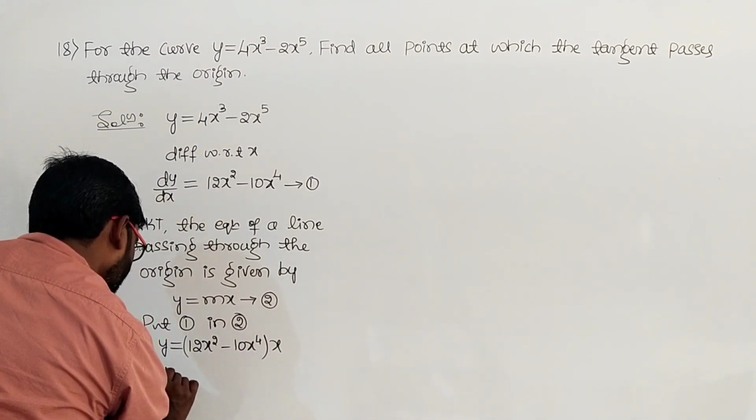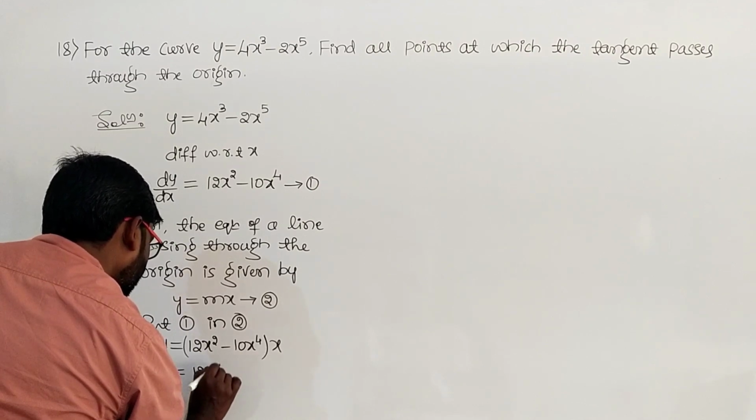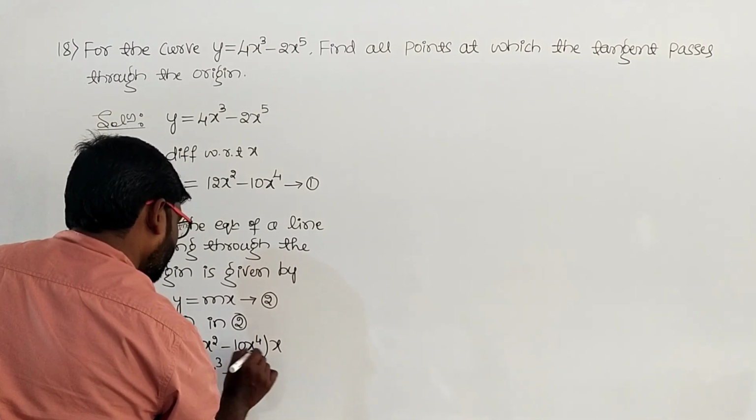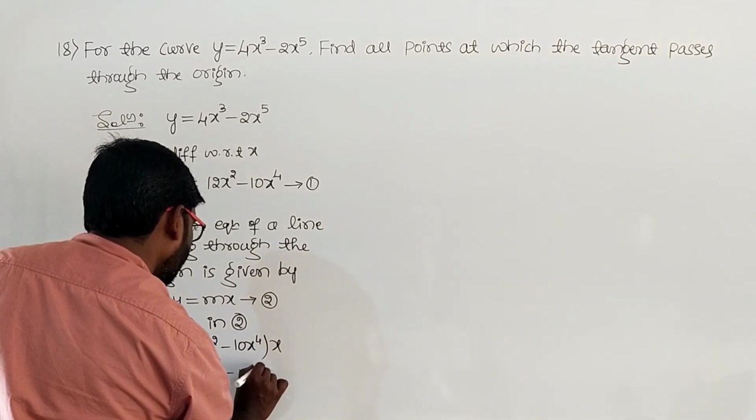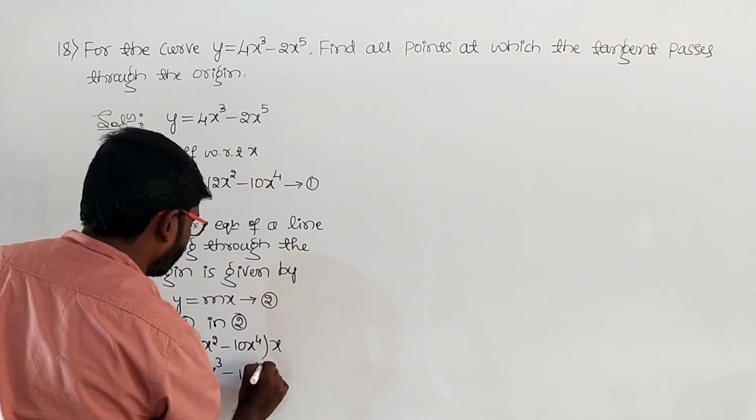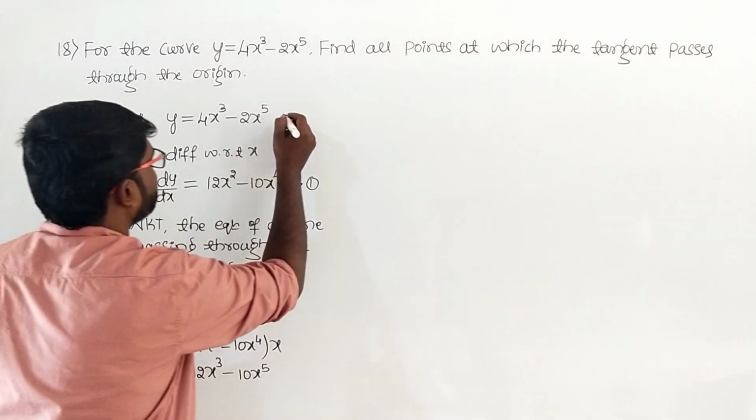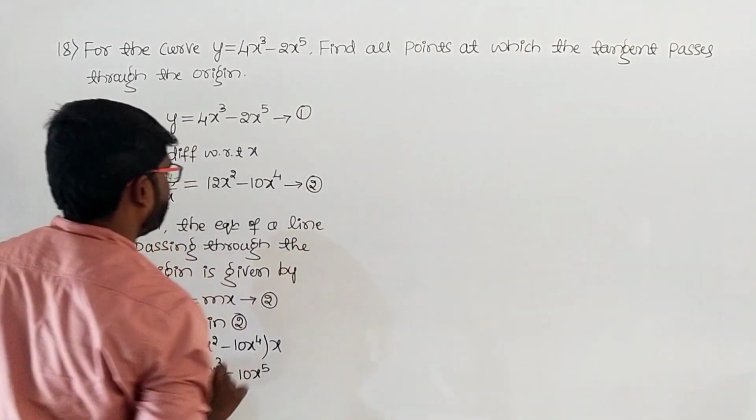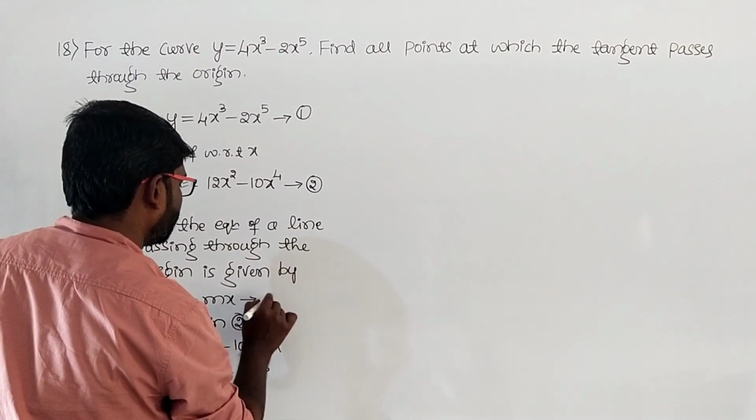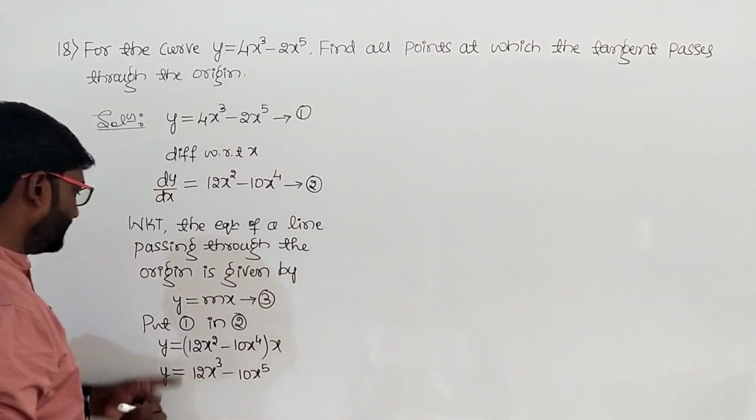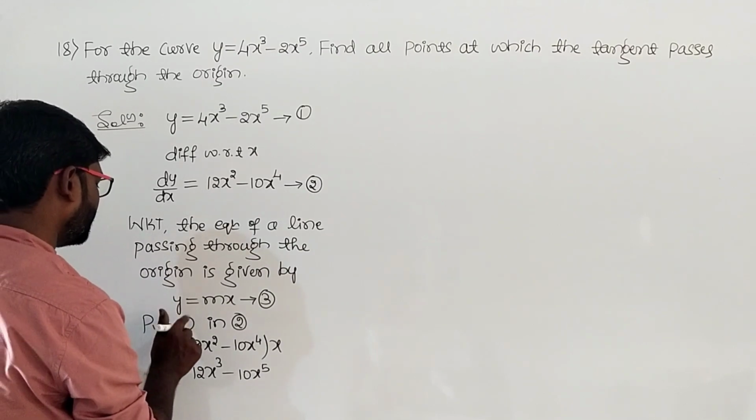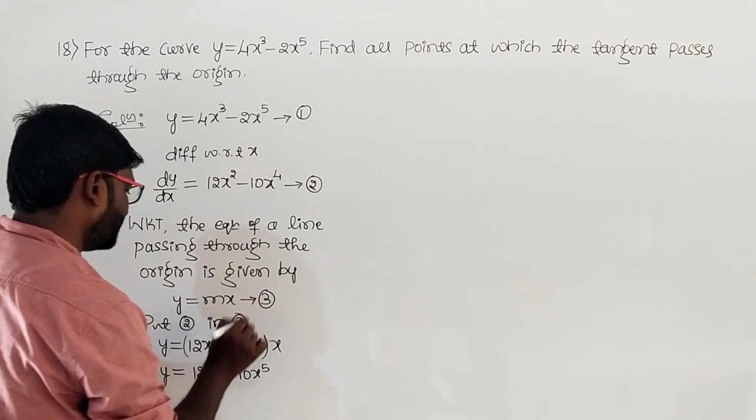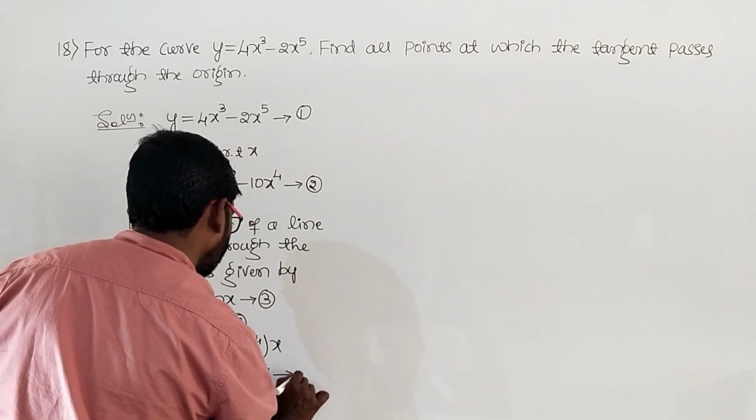So y equals 12x cube minus 10x to the power 5. We call the original curve equation number 1 and the line equation number 2, and then this as equation number 3. Now put 2 in 3. I call this equation number 4.